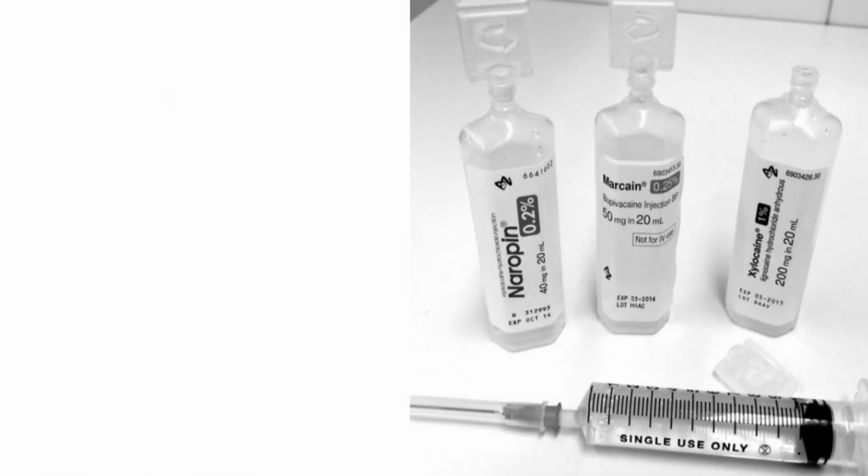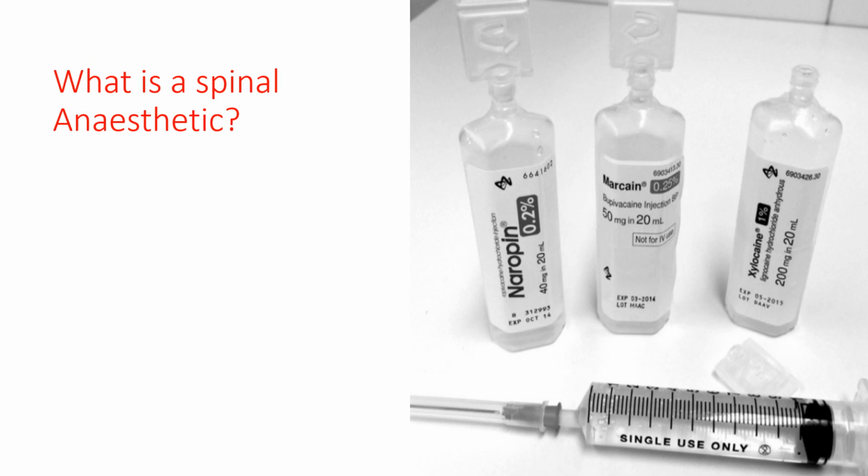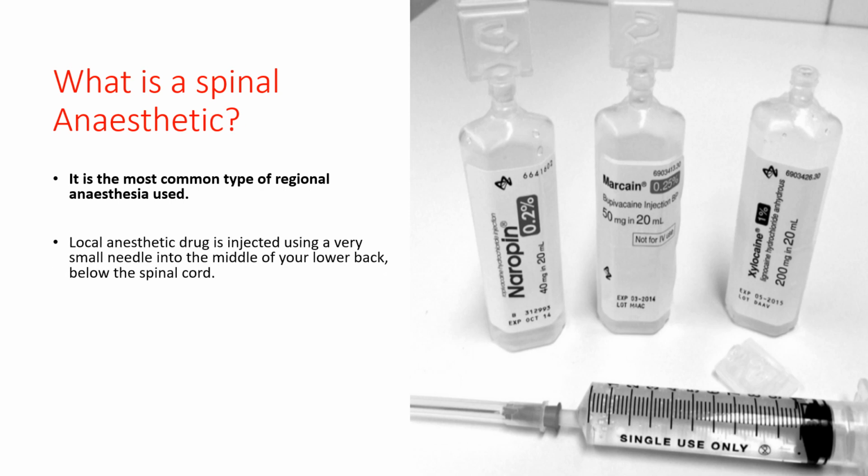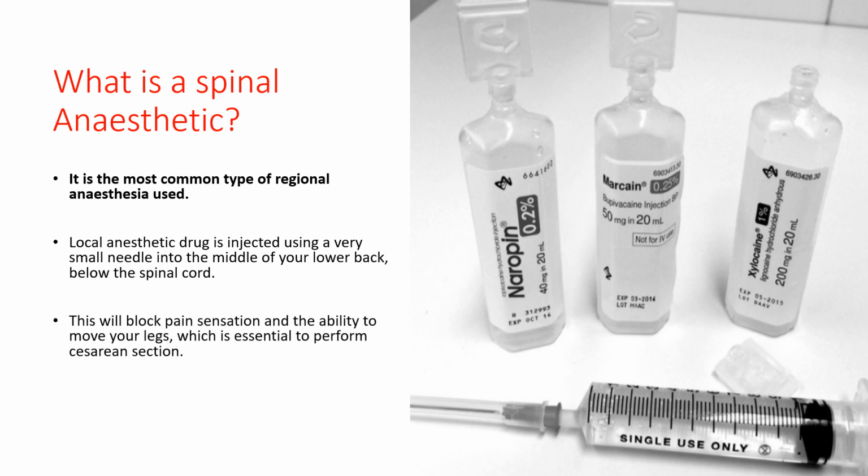So what is a spinal anesthesia? I will start by reminding you that it is the most common type of anesthesia used for cesarean sections worldwide because of its safer profile when compared to a general anesthetic. For a spinal anesthesia, the local anesthetic is injected using a very small needle in the lower back. The needle is inserted well below the level of the spinal cord.